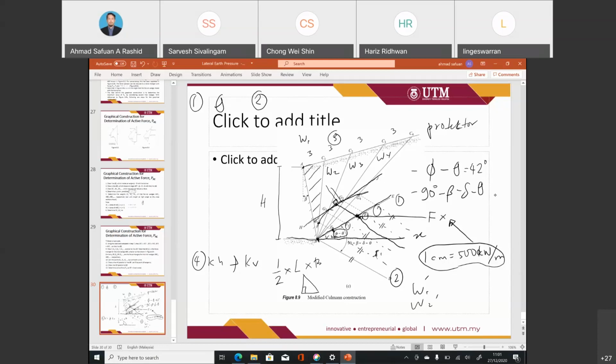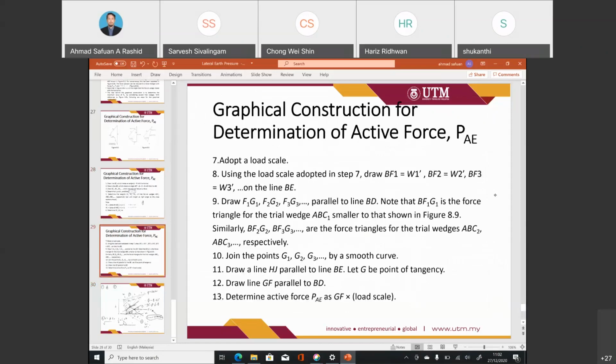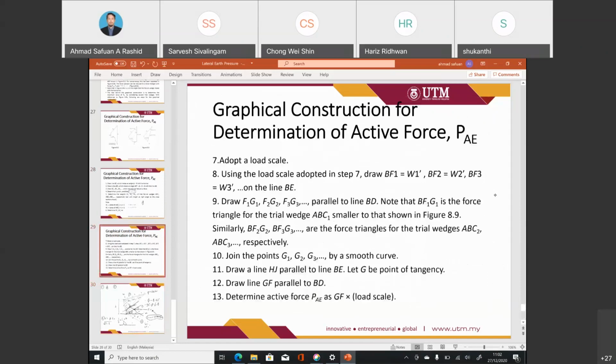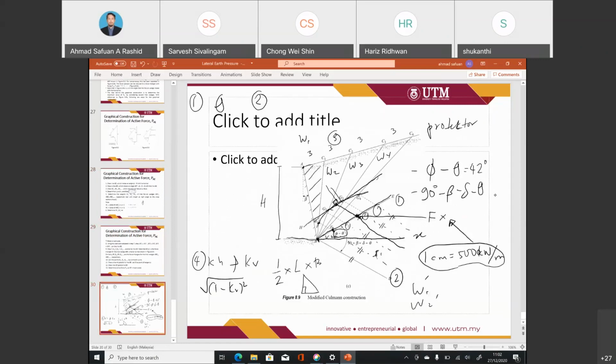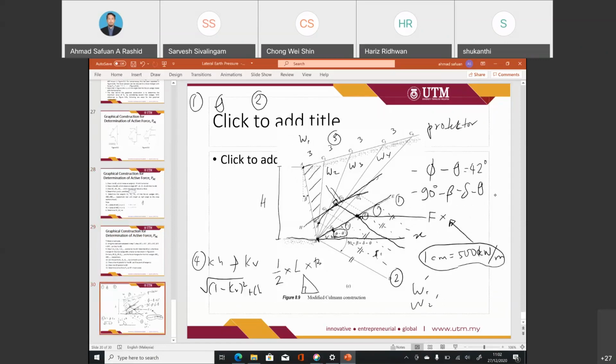Then step number 4, get the value of the KH and KV. And later on, get the value of the square root. So I need to refer to the notes. Square root of (1 minus KV) squared plus KH squared. So that is step number 4.